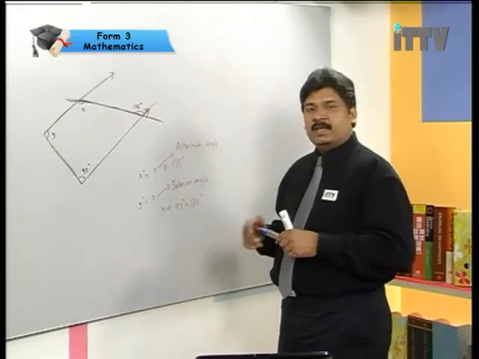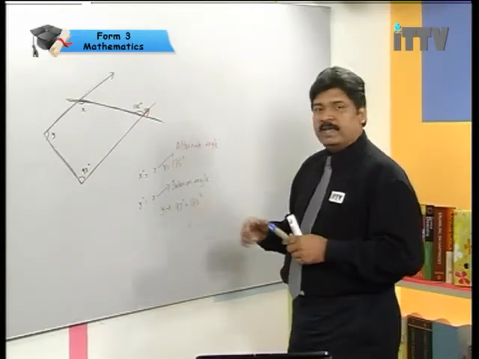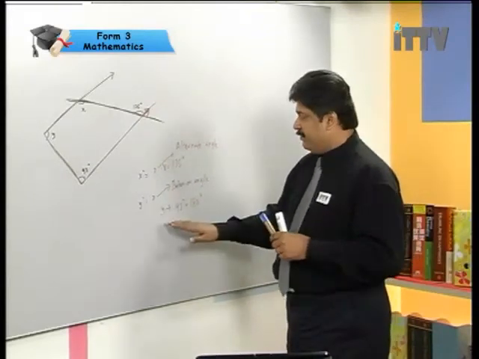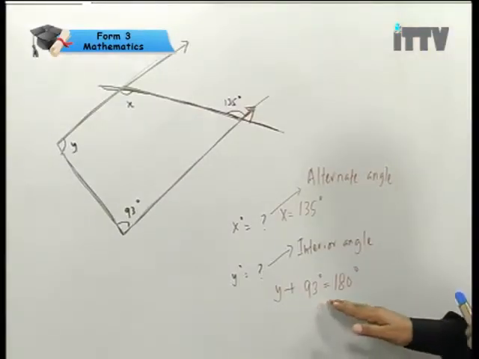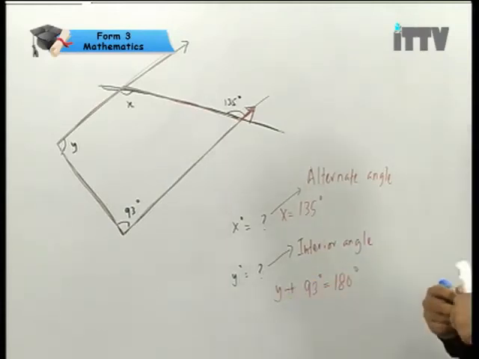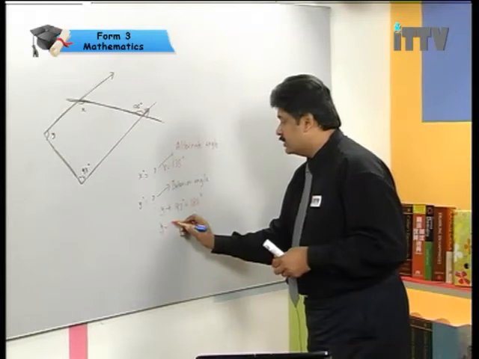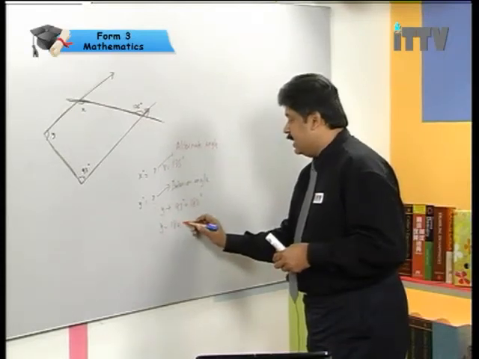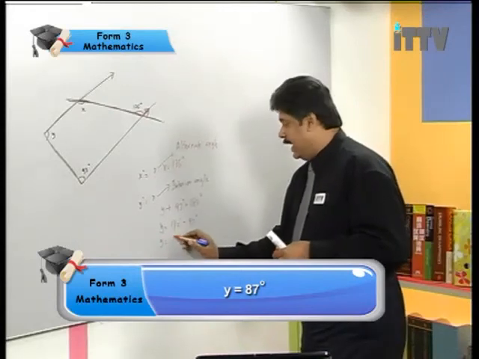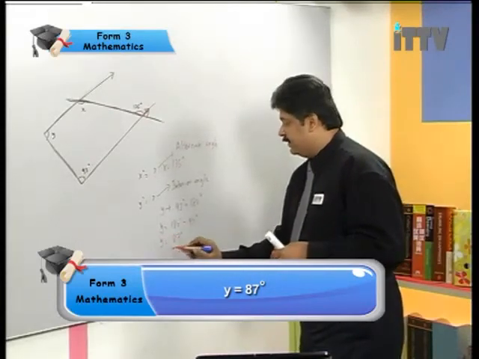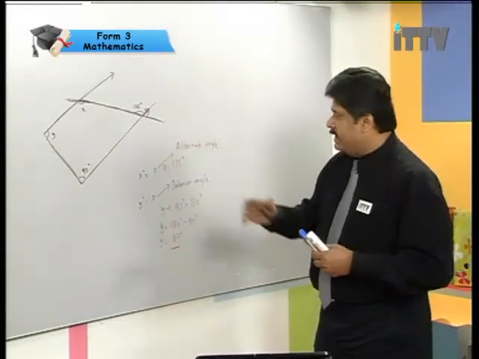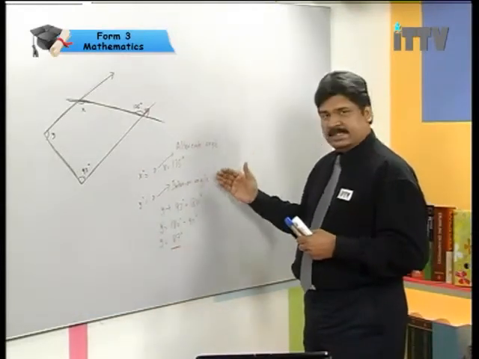Did you understand what I said just now? The sum of interior angles must produce 180 degrees. Therefore, y plus 93 must give you 180 degrees. So how do I find y? The value of y is 180 degrees less 93 degrees. y is equivalent to 87 degrees. So therefore, if you look into this particular question, we are dealing with two different concepts here.